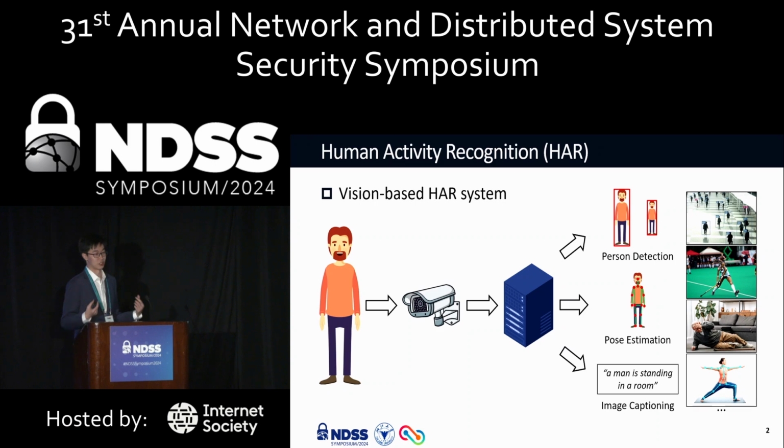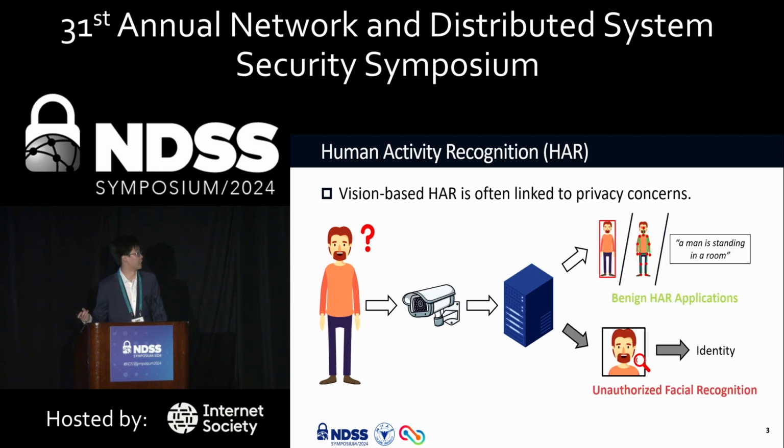Human activity recognition, or HAR, is widely applied in many sectors, including surveillance, sports, and healthcare. A typical vision-based HAR system consists of a camera and a server. The camera captures user images and sends them to the server, which then uses computer vision algorithms such as person detection, pose estimation, or image captioning to analyze human activities.